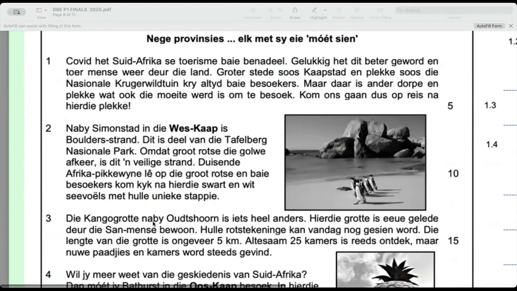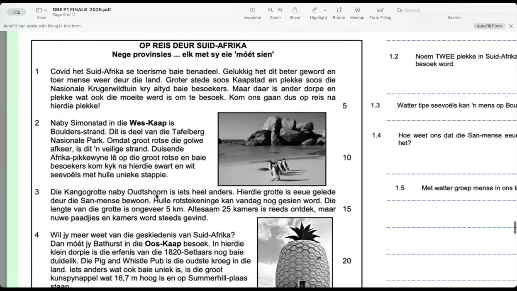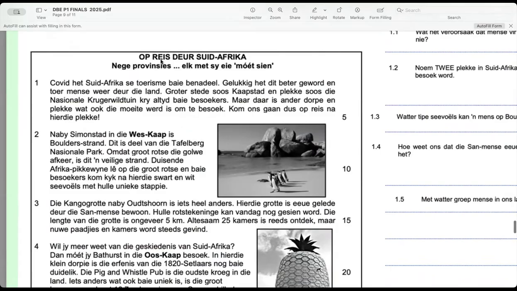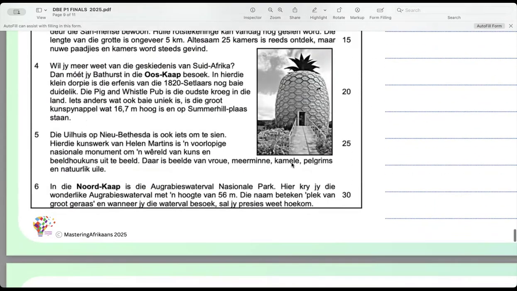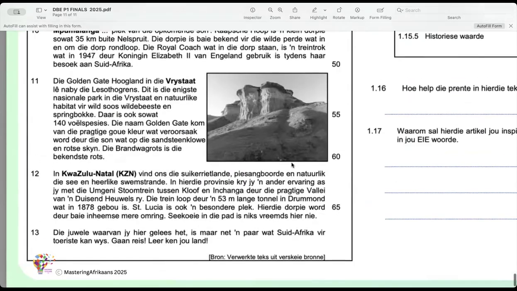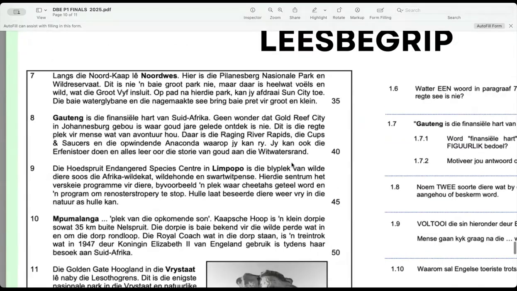Then for your main comprehension, the way to save a lot of time is to look at what the title is. So it says Op reis deur Suid-Afrika. Even if you don't know what reis means, you know it's something to do with South Africa. And it talks about 9 provincies, so 9 provinces. You can see here that there are images from different places. So now you know that this comprehension is going to be about South Africa. That's literally all you need to know.